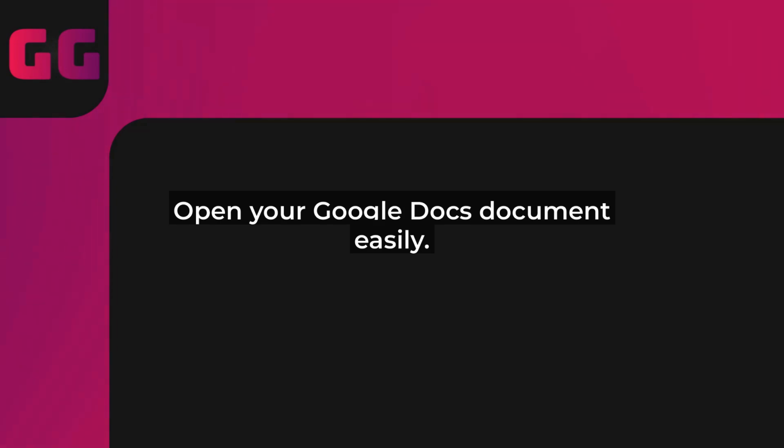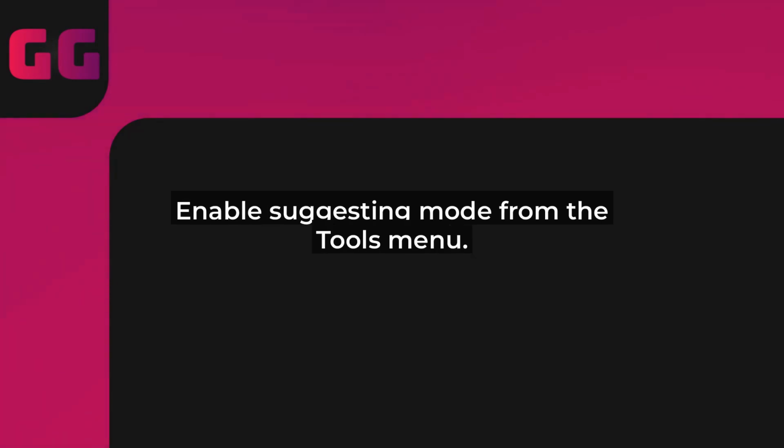Let's dive right in. First off, what is Track Changes? It's a tool in Google Docs that lets you see edits in real time, highlight suggestions, and keep everything organized. This is especially handy for teams, writers, or anyone editing documents together.